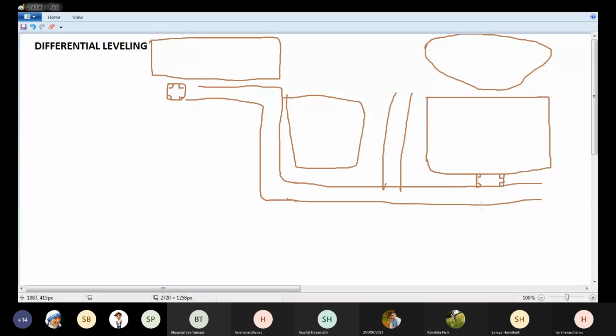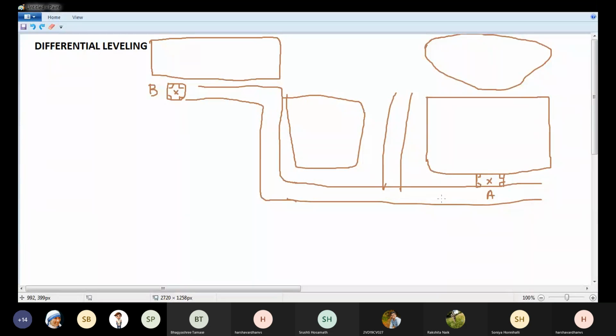Let's say I want to find the difference in elevation between this point, point A, and this point, point B. So if in simple leveling, both points were nearby, so if point A is here, point B was somewhere here, and I set up my instrument in between those 2 points, and I found out the elevation.